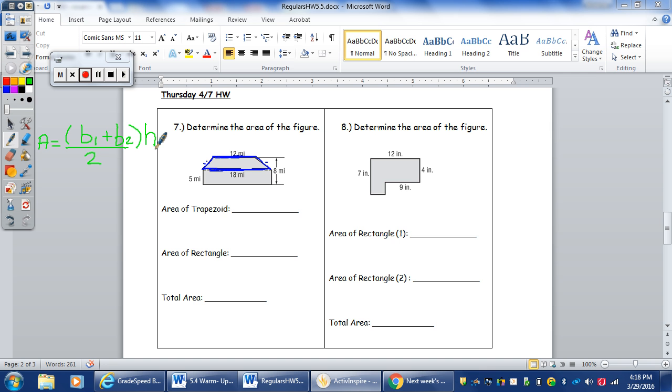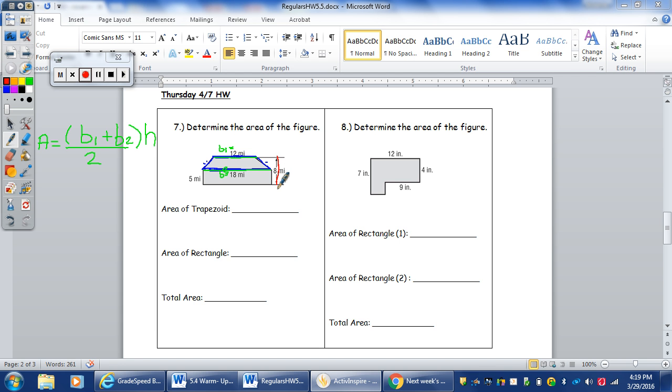So, I'm going to label my bases first. Since I see my set of parallel lines are here, I'm going to label 12 as base 1. And I'm going to label 18 as base 2. Now, something is a little off about my height, because 8 is the height of the entire shape. I just want the height of the trapezoid. So I have to do a little bit of thinking here.